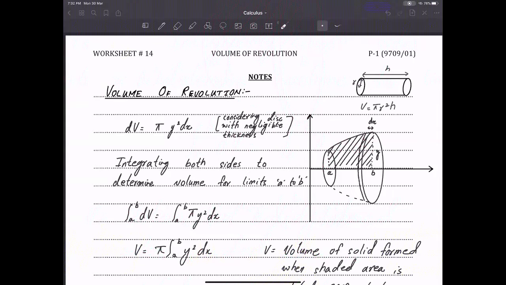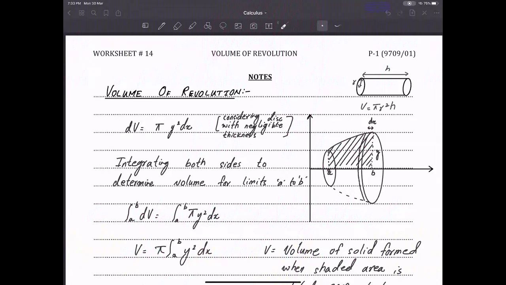And just like we did earlier on, considering the concept of calculus, if we consider a very, very small change in x, and we call that dx, and the function value to be y, so as that area rotates, it forms a very, very small circular disk volume. The volume would be pi r squared h, and radius would be y, and height would be dx. So a small change in volume would be equal to pi y squared dx.